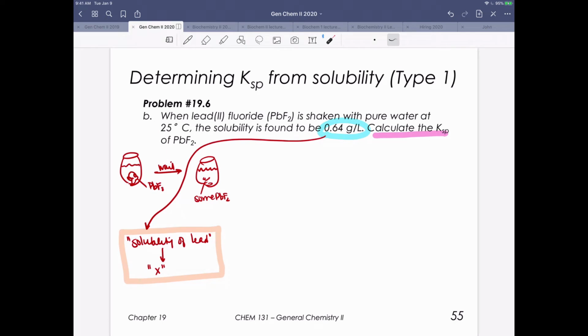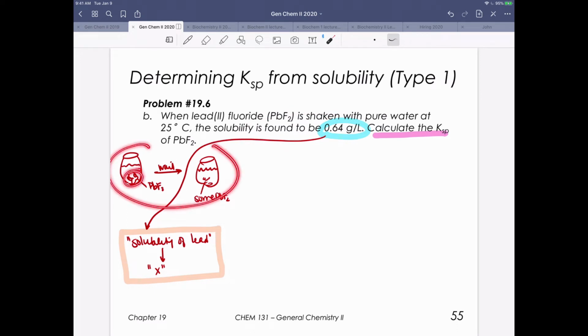I've drawn just a little picture here to help us think about this next problem. Again, this is another determining Ksp problem, so a type 1 problem. We're going to see a lot of problems here that talk about either forming precipitates or solubilizing something. So this problem tells us when lead fluoride is shaken with pure water at 25 degrees C, the solubility is found to be this number. This is related to what the previous problem was telling us, that they're telling us what x is. But this is really what's going on here.